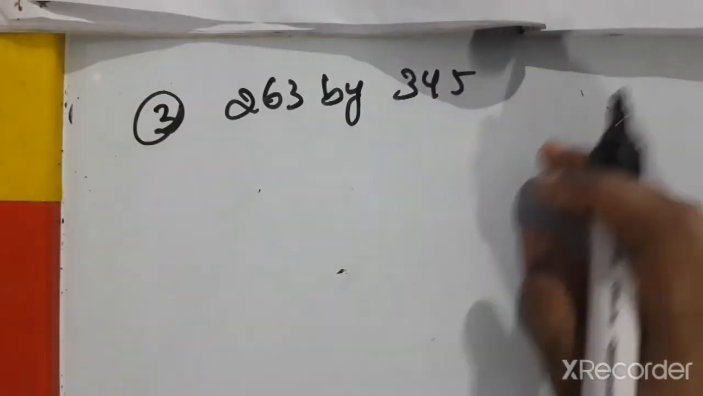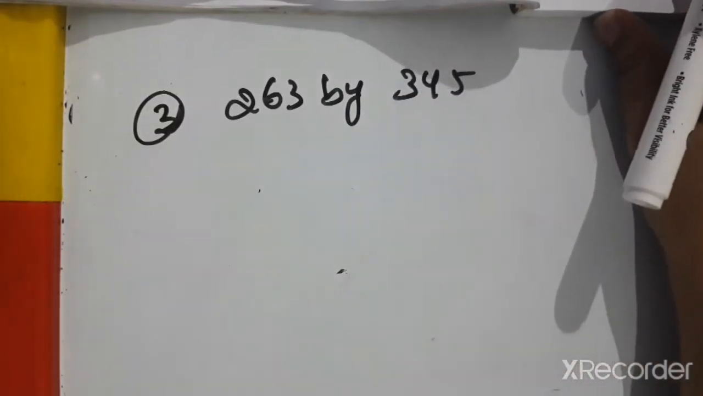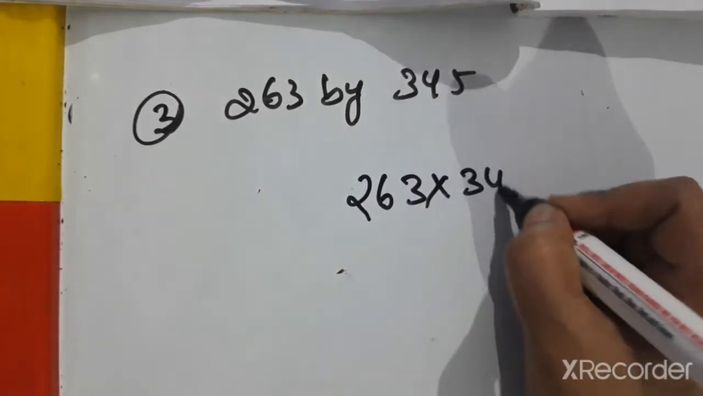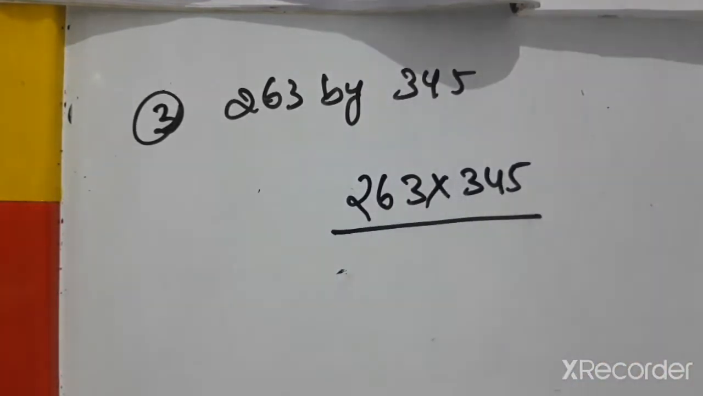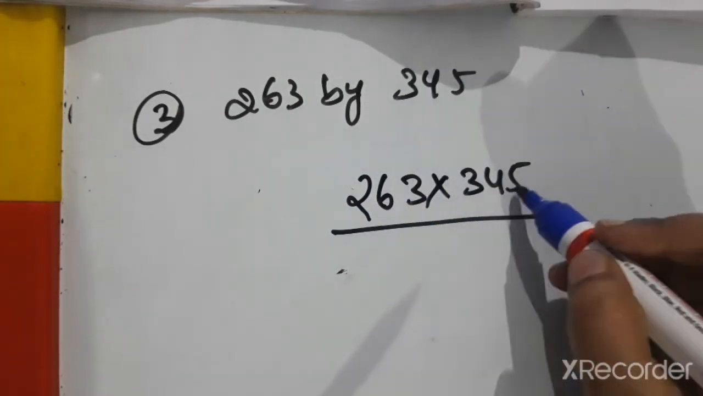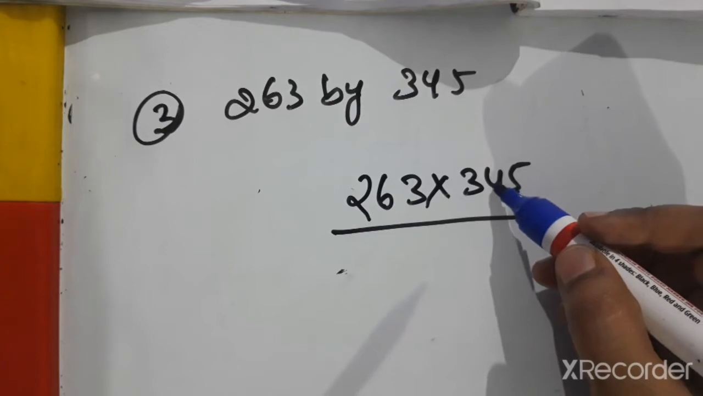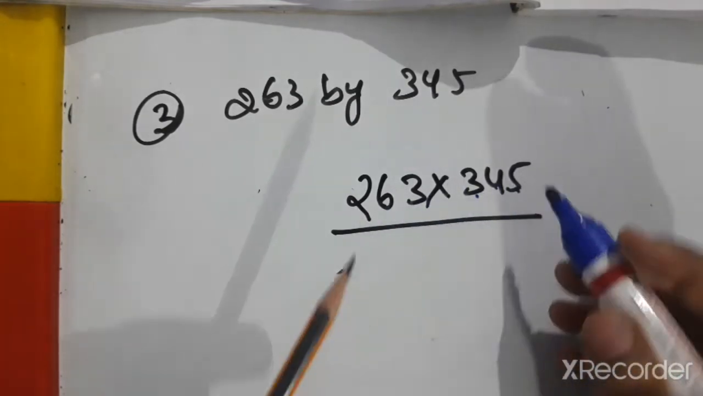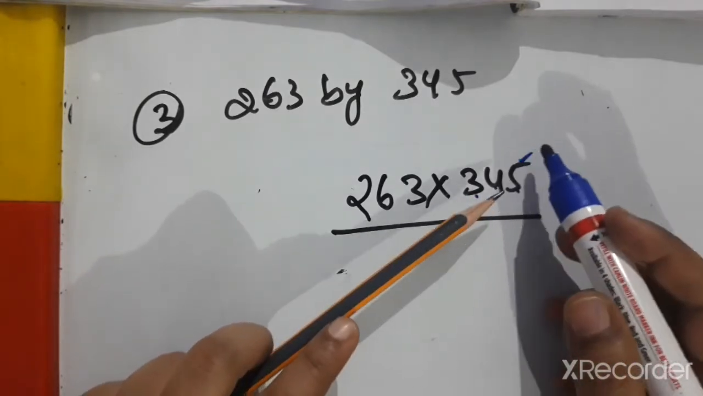Now the next question is 263 by 345. So 263 into 345 you have to multiply. Now 5 with 3, 5 into 6, 5 into 2 we have to multiply, and the next line 4 with each number, and the next line, third line, 3 with each number we have to multiply. So first multiply with 5.